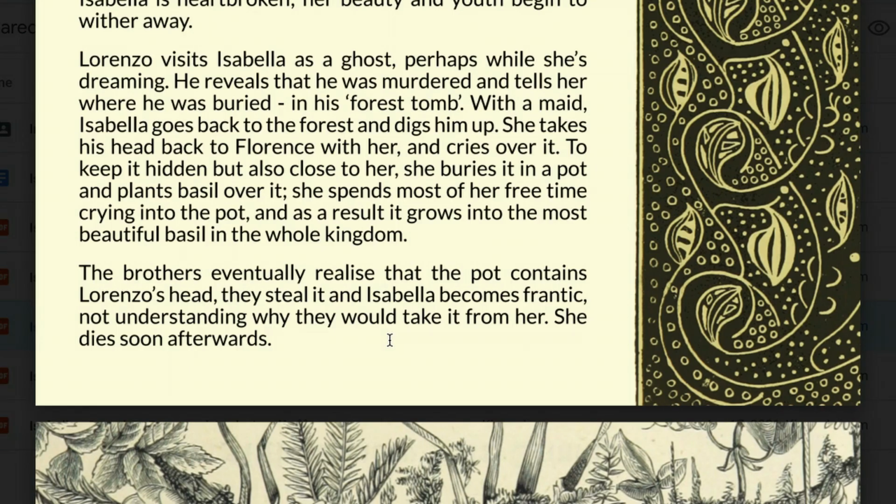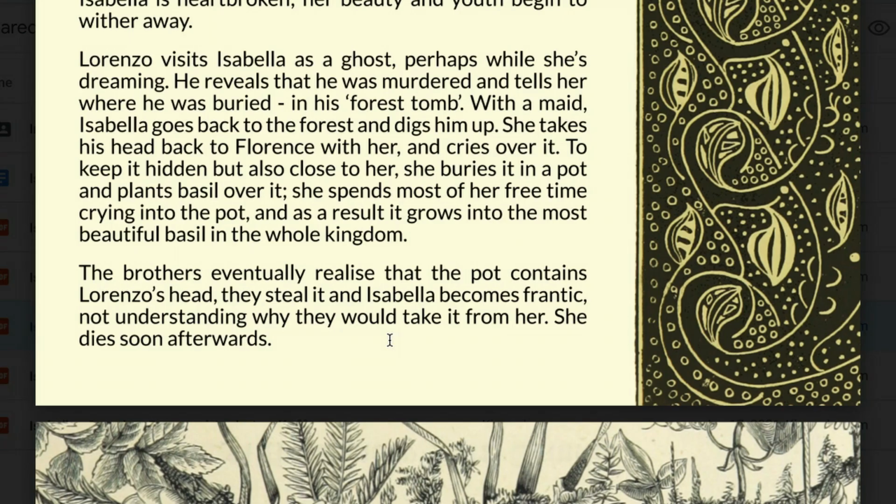She decides to try and keep this hidden, the head, because it's a bit obvious, this kind of mouldering head that she has. So what she does is she buries it in a pot and she plants sweet basil, which is just the basil herb that you see in Italy a lot, over the top of it.